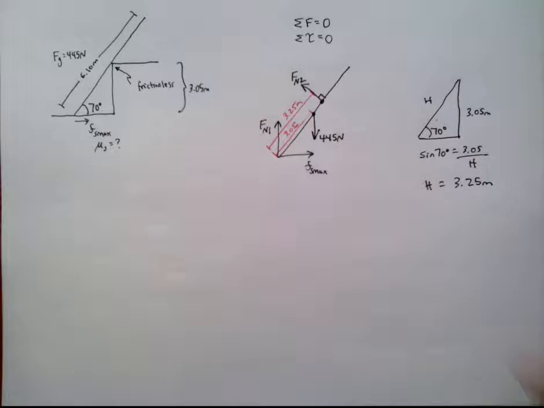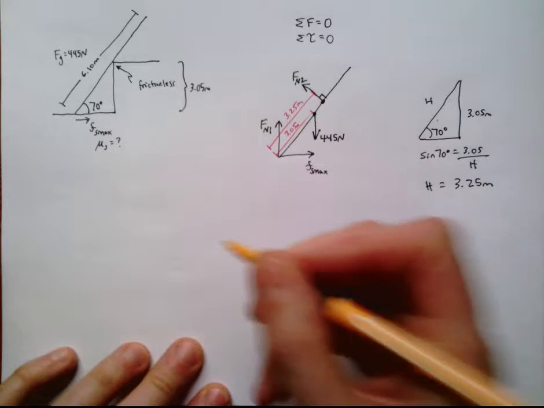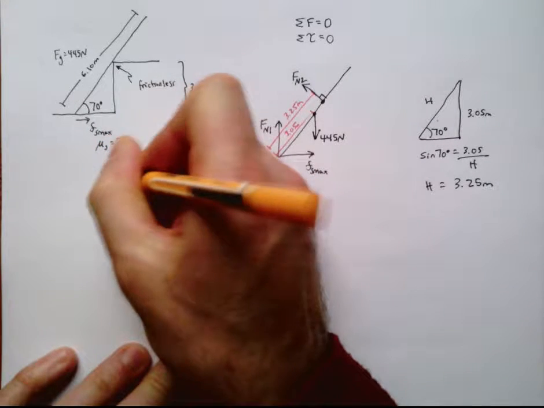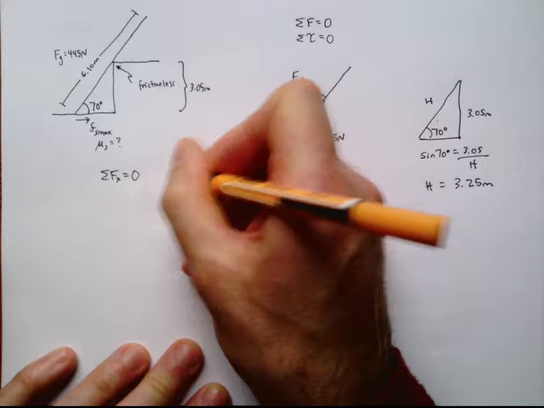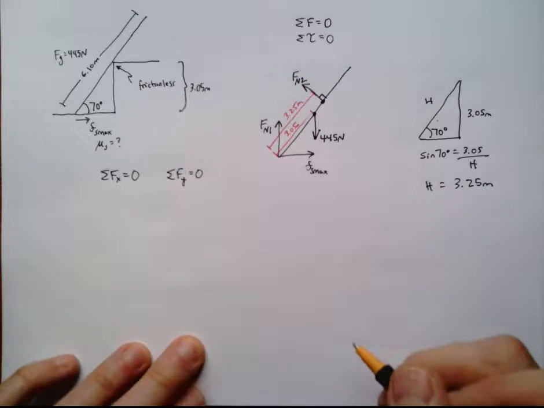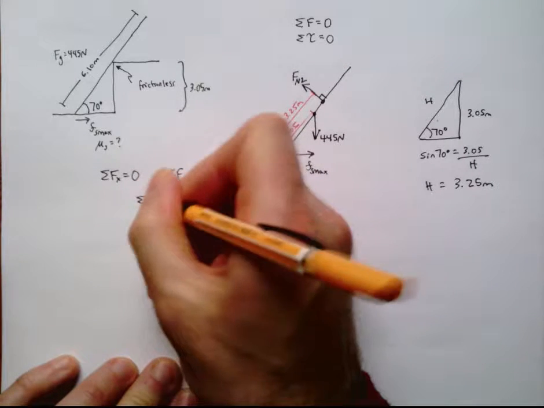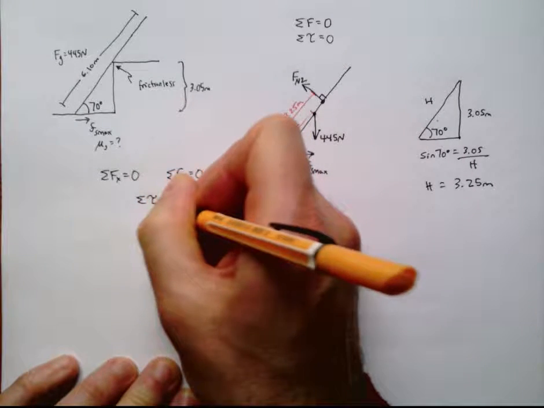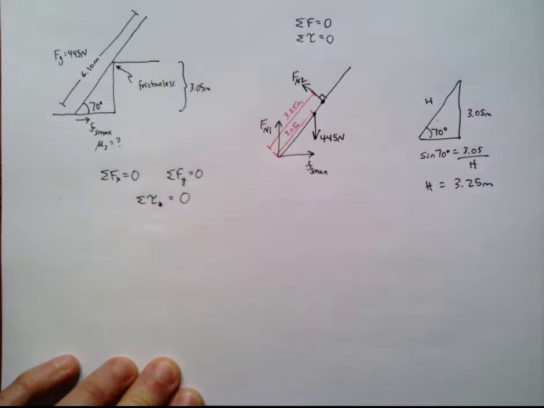So now I can do a couple things here. I mean, one is that I could, if I wanted to, add up all the forces in the x direction. They have to equal 0. I could add up all the forces in the y direction. They have to equal 0. And I can also add up all of the torques. Technically, it would be in the z direction. They have to equal 0.